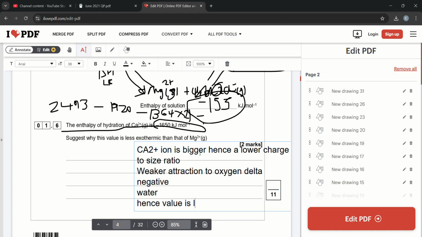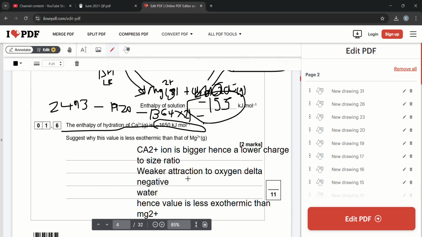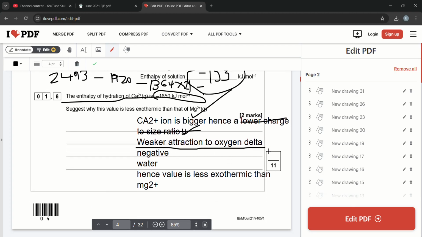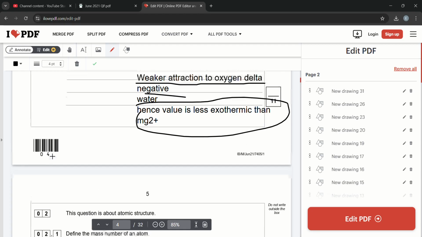Hence, value is less exothermic than Mg2+. Think about it. Ca2+ ion is bigger, hence a lower charge to size ratio. This is not really necessary, but you can add it. It just makes more sense for you guys and for the examiner. So Ca2+ is bigger, hence a lower charge to size ratio, therefore weaker attraction to the oxygen delta negative in water, hence the value is less exothermic than Mg2+. And that is the end of question 1.